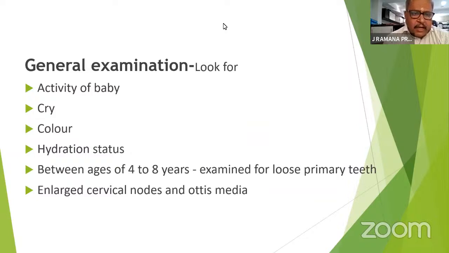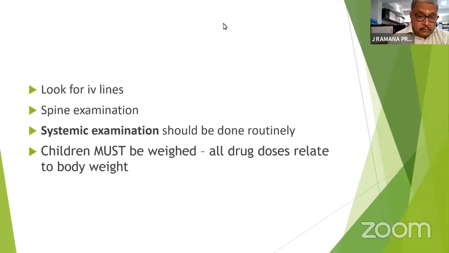General examination: look for activity of the baby, cry, color, hydration status. Between ages of 4 to 8 years, examine for loose primary teeth, any enlarged cervical nodes, any discharge from the ear to suspect otitis media. Look for IV lines, spine examination. Systemic examination should be done routinely. Children must be weighed. All drug doses relate to body weight.